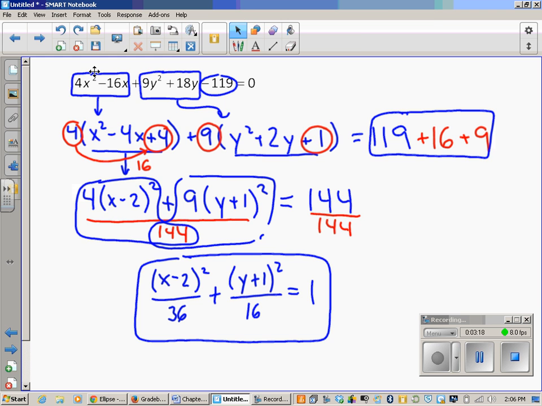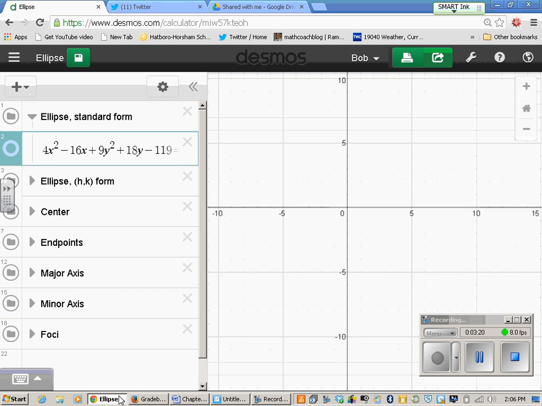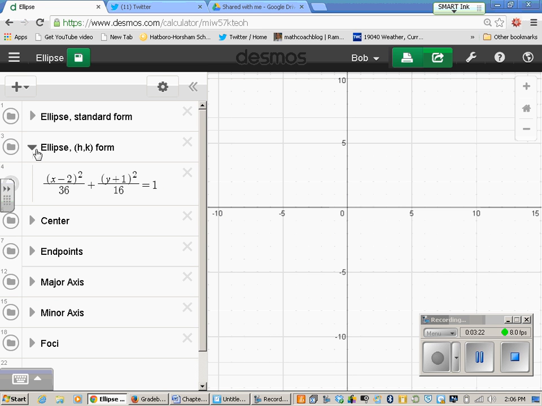If we go back to Desmos, you can see I have it set up here. There's our standard form. That is the same thing I have in HK form. So our goal is to try to graph that. Now we're going to go through all the pieces. Just like we had with circles and parabolas, once we have it in this form, the center is very easy to find. In fact, it's all set to go. I can open the folder up, and I notice that the center is the point 2, negative 1, which has now been graphed where it's supposed to go.